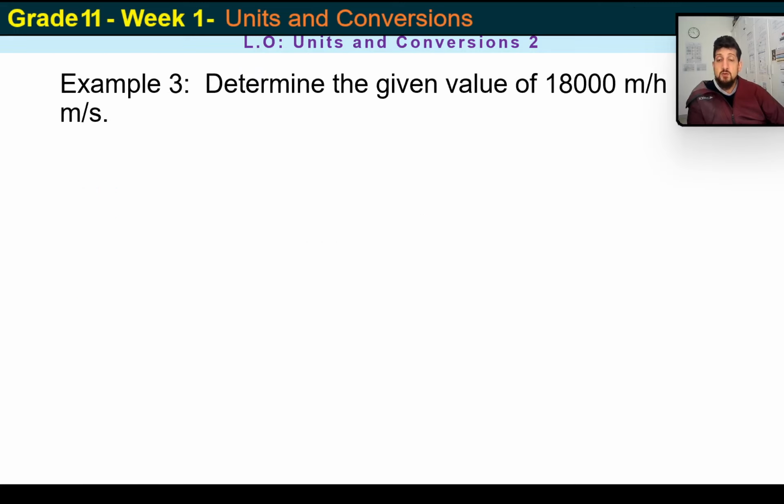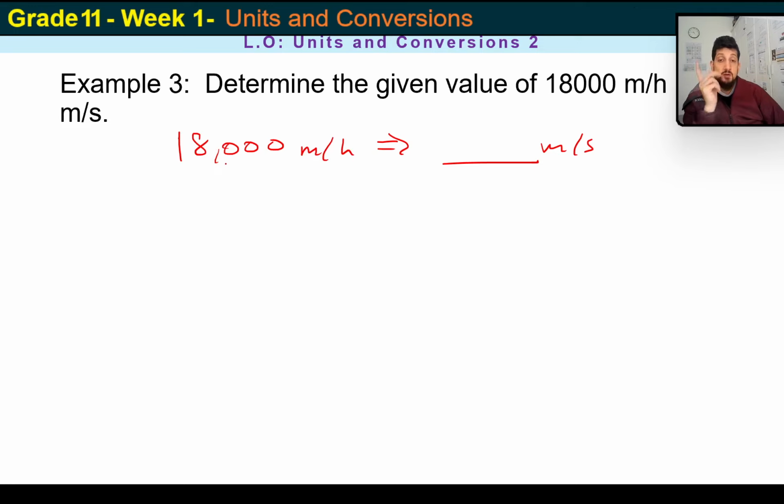Determine the given value of 18,000 meters per hour in meters per second. What do I need to do? First of all, let me change the meters per hour to kilometers per hour. Or, no, I don't need to do that. Hang on, I just need to change the time. So I have 18,000 meters per hour, and I need it to be meters per second. So what can I do?